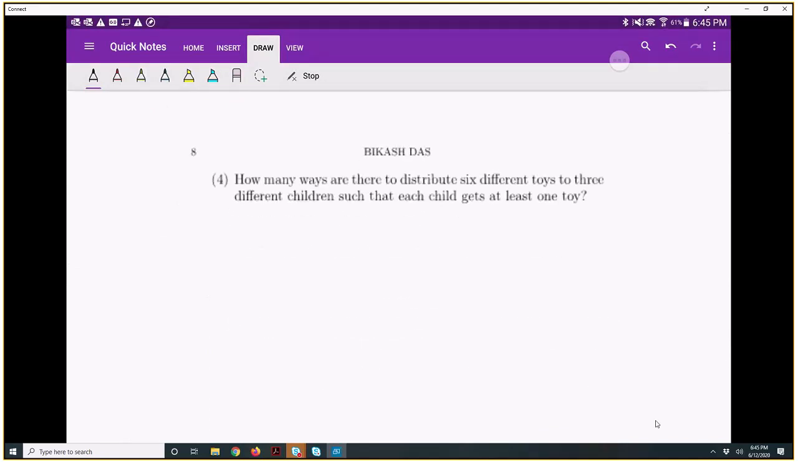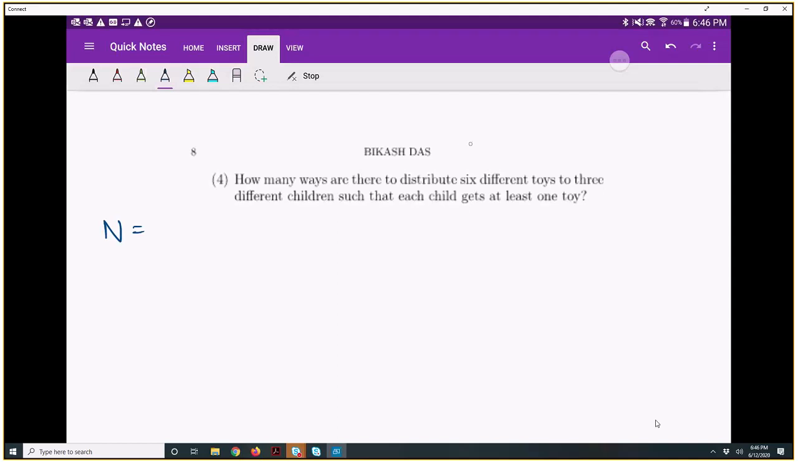Finally, we want to know how many ways are there to distribute 6 different toys to 3 different children such that each child gets at least 1 toy. This is pretty similar to the first exercise that we did in this lecture note. First of all, let's think about the total number of ways to distribute 6 different toys to 3 different children.